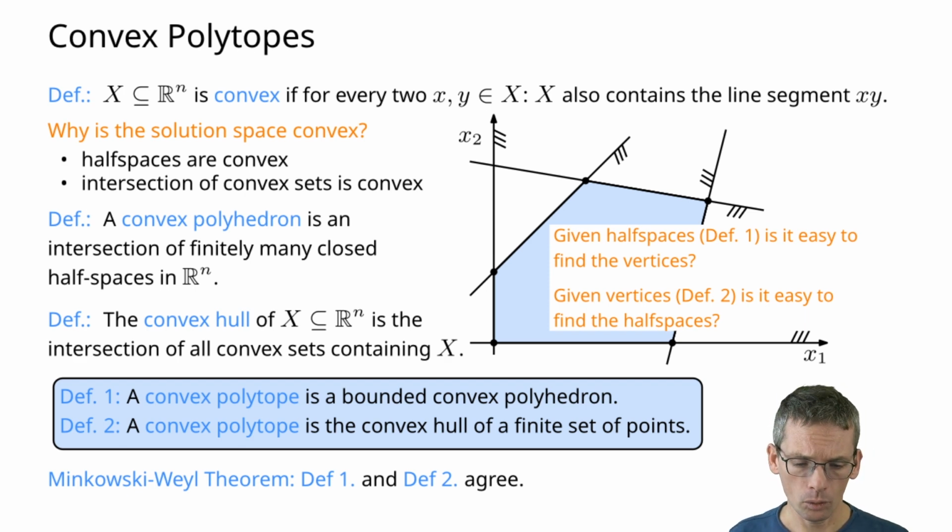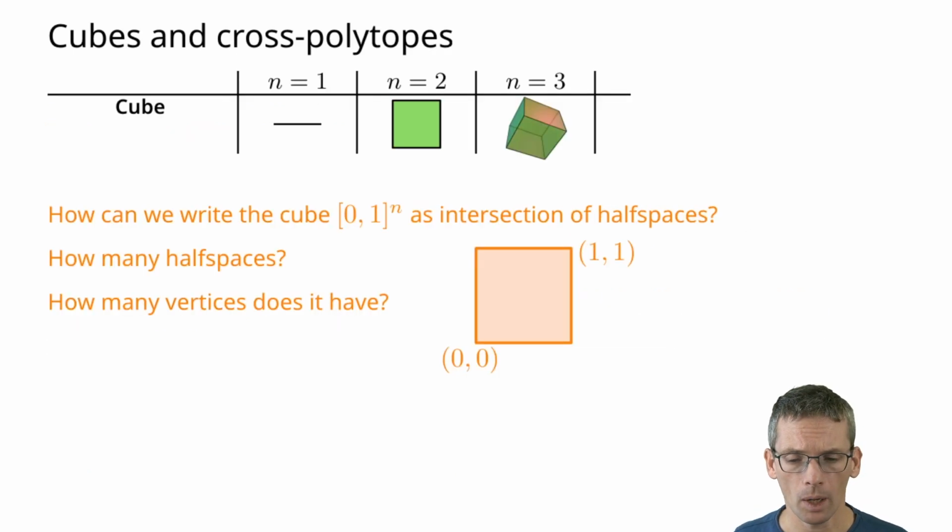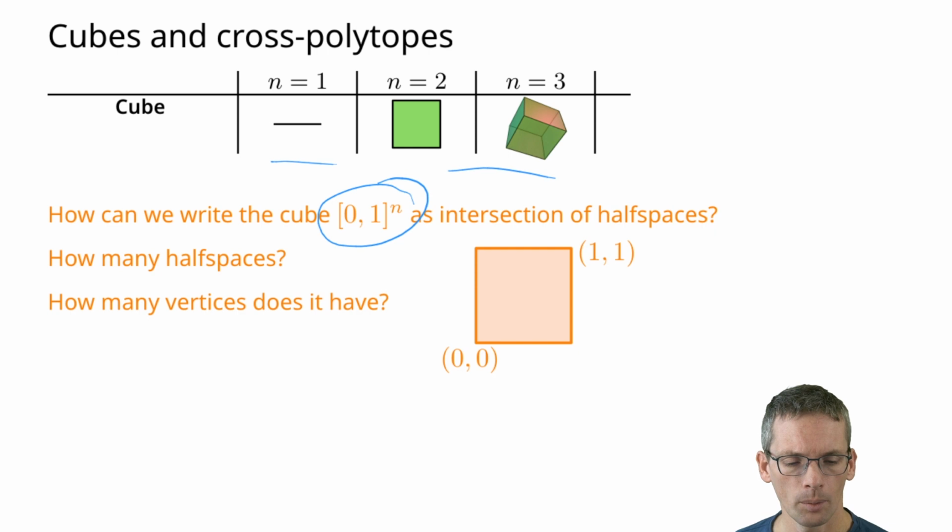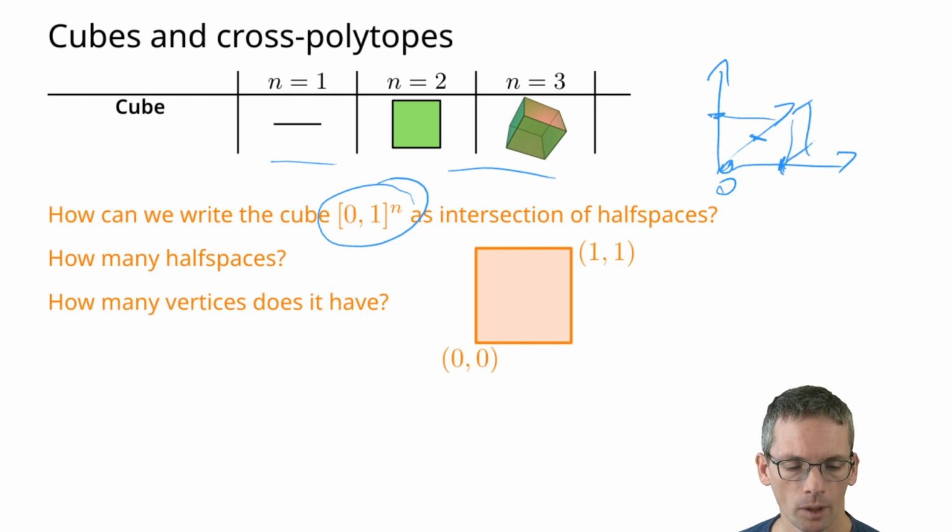And to explain this, at least complexity-wise, we're going to look at specific polytopes, and those are cubes and the dual cross-polytope. So a cube is what you'd expect it to be. So here we have cubes in 1 up to 3 dimensions. Let's look at this cube. So here's my 0, and then I have 1, 1, and 1 here, and I'm looking at this space over here.